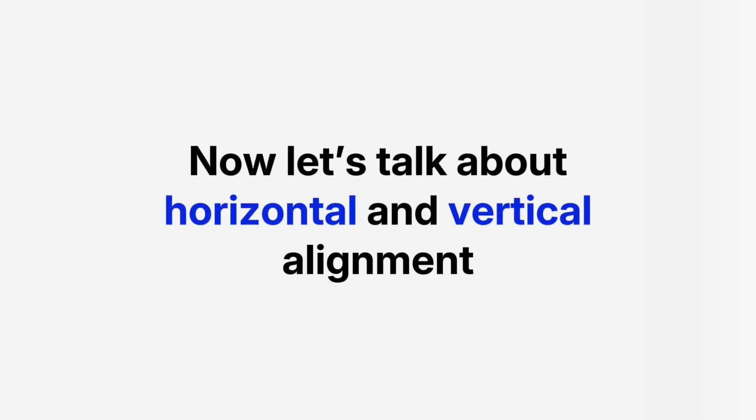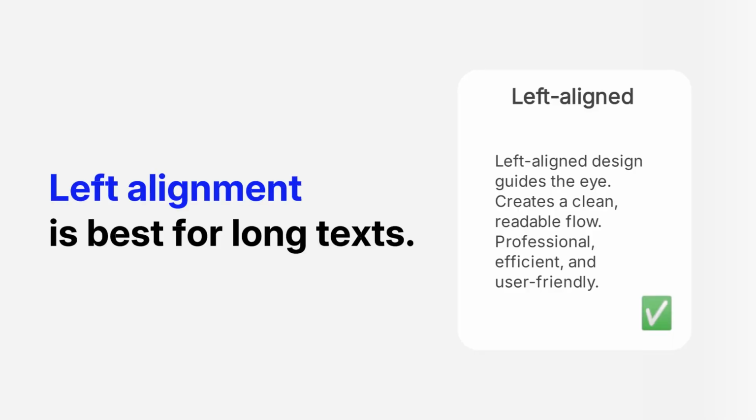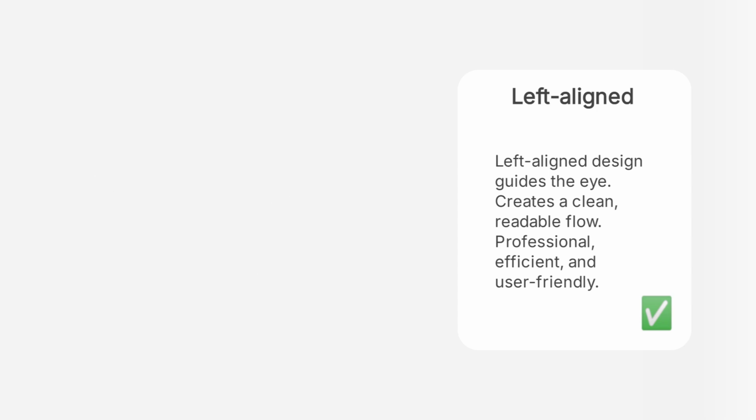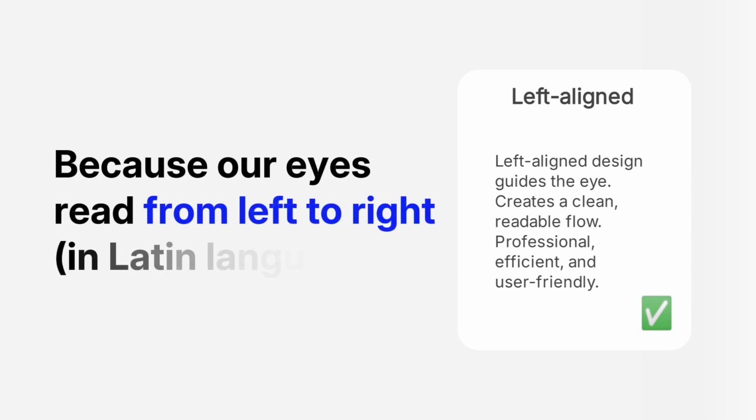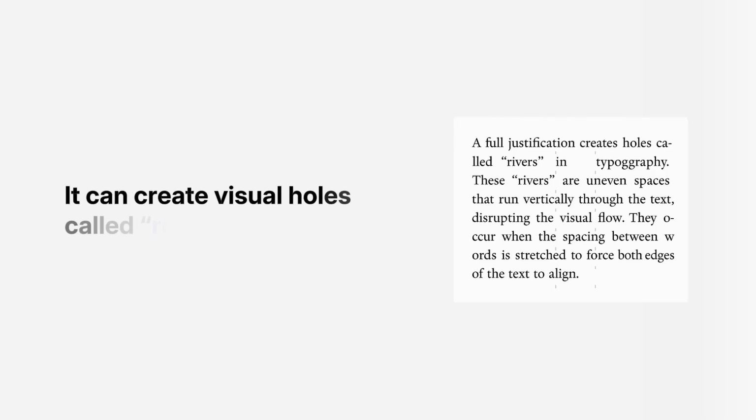Now let's talk about horizontal and vertical alignment. Centered alignment is great for titles or quotes. It feels solemn, balanced. Left alignment is best for long texts. Why? Because our eyes read from left to right in Latin languages. Avoid full justification unless you control word spacing. It can create visual holes called rivers in typography.